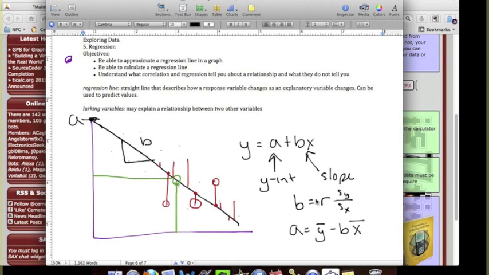So to find the slope, we use our standard deviations. To find our y-intercept, we use our means. So this least squares regression is based on the mean and the standard deviations of the individual x's and y's. We would take the mean of our y values and the mean of our x values and put them in there.